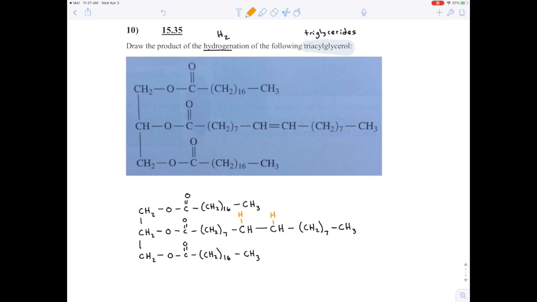Now there are all single bonds, and so this is going to be a solid at room temperature, whereas the other one was a liquid and had less health concerns about it. But that is all there is to it. It's just that part where you had the double bond that changes. You erase the double bond, and you add a bond to hydrogen onto each of the carbons that was in the double bond.